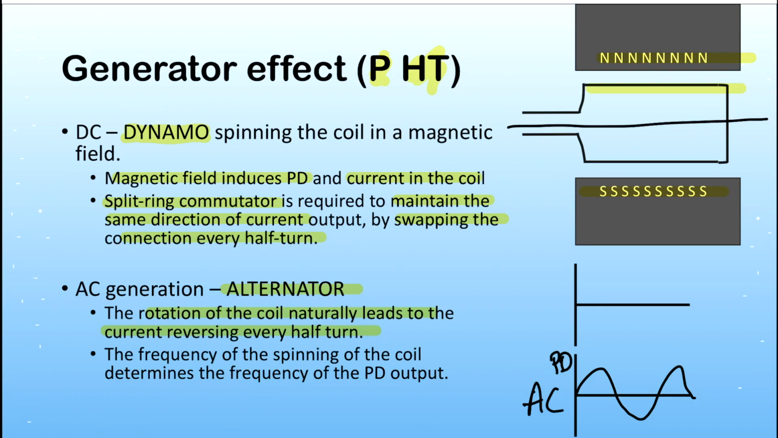For the direct current one, however, because of the flipping every half turn, we end up with a graph that would look like this, which isn't the perfect direct current graph that you might have seen from the electricity topic, but we call it direct current because they are all still positive. Still a positive outcome, whereas this has positive and negative parts to it in the cycle.